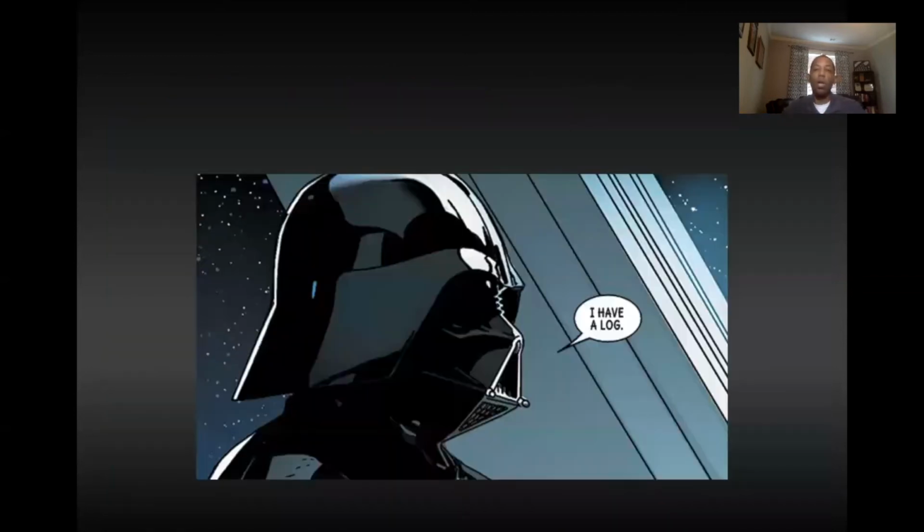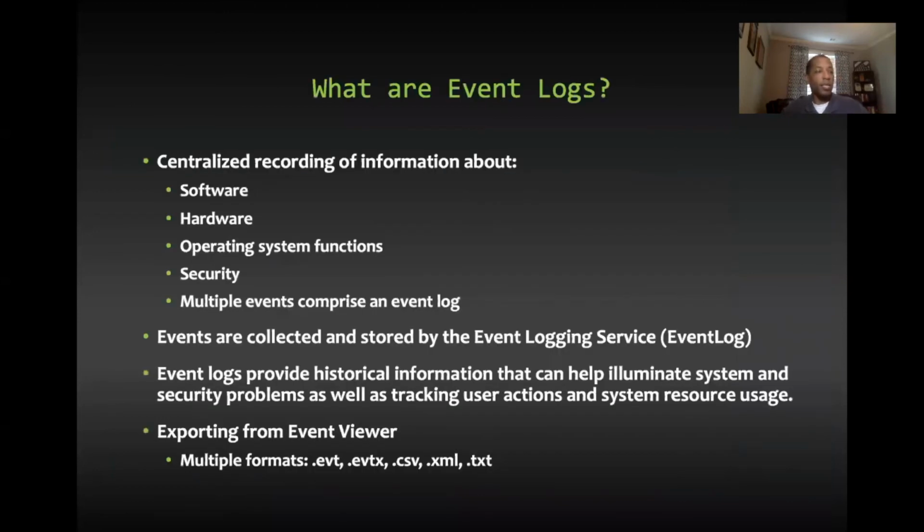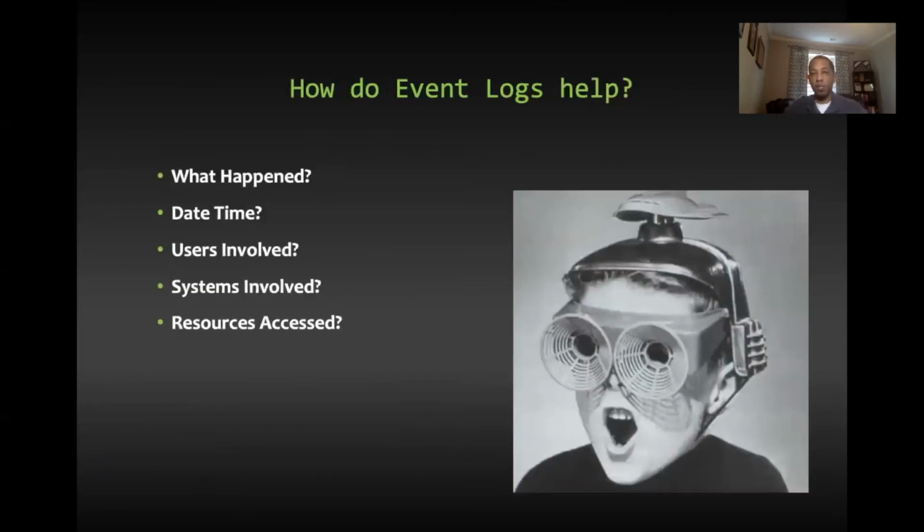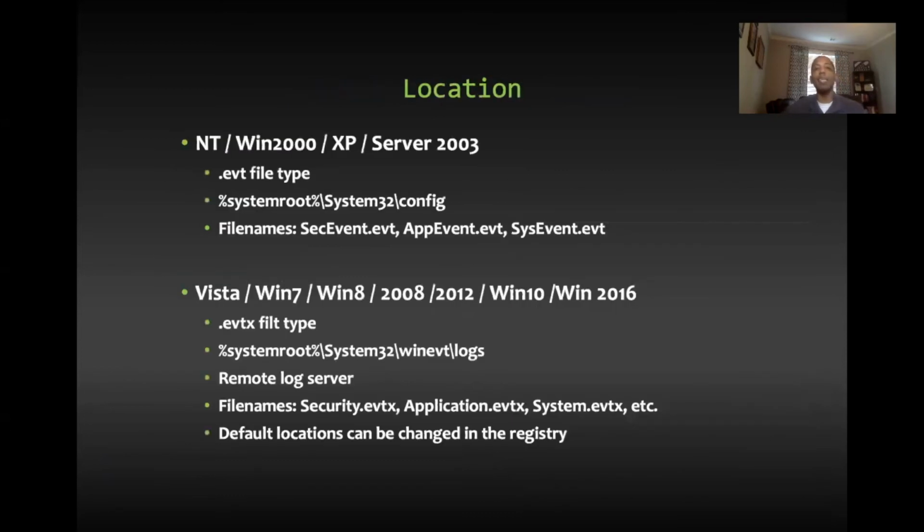Awesome. Okay, so let's look at actual event logs. And these event logs, well, they're essentially a centralized recording of information about a machine. We have things like software, hardware, operating system, a number of other things. And these event logs can be viewed within the built-in viewer called Event Viewer. What do these things help us with? Well, gives us some indication of what happened, the date in which it happened, the users involved, maybe systems, resources allocated. And from a location perspective, we see that they're located in System32.